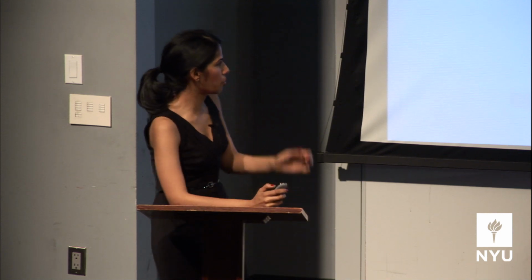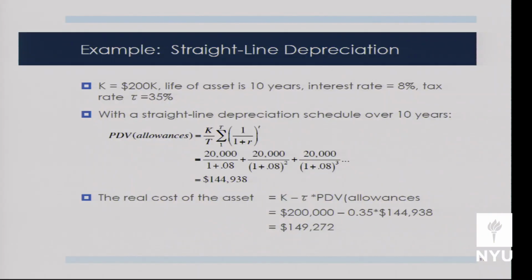So for every dollar of expenses I allow this firm to take in the form of depreciation allowances, how much am I reducing their tax burden? What fraction of a dollar? 35%, tau, right. So when we think about how much this is worth, let's think about the real cost of the asset. The real cost of the asset initially was $200,000, but we're reducing the cost by allowing this firm to take these depreciation allowances. How much are we reducing the cost? What is their tax savings from these depreciation allowances?